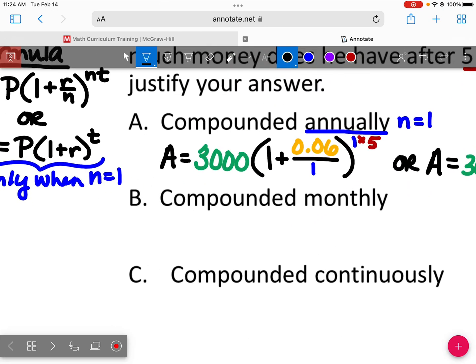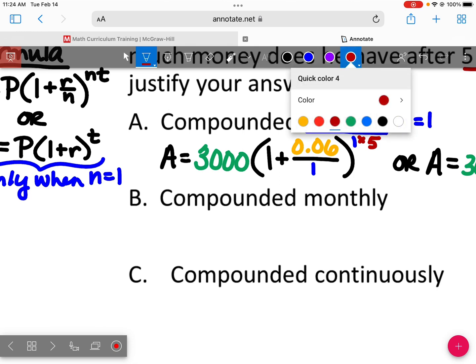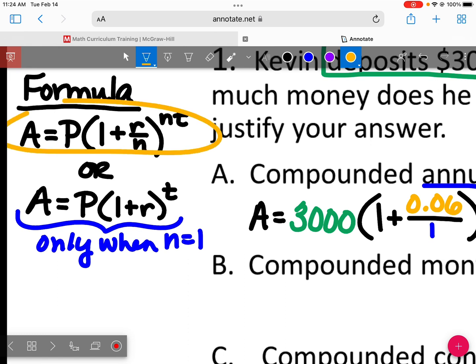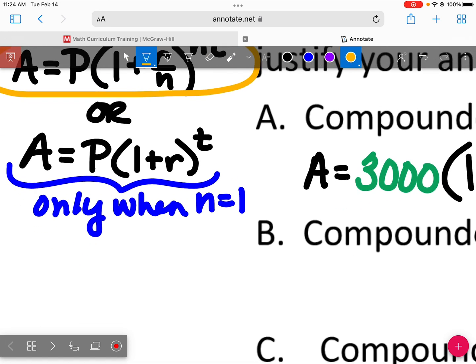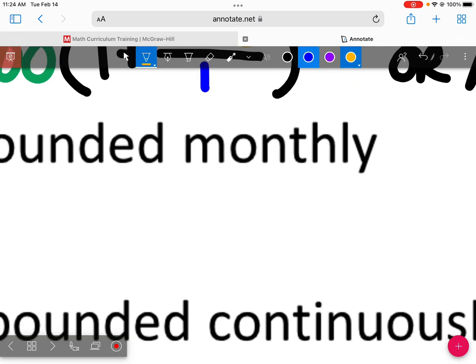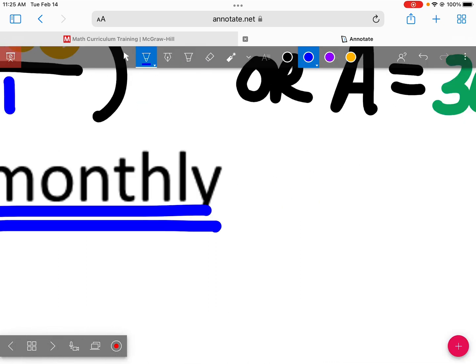For part B, can I use either one of those formulas, or do I have to pick only one of them? I can use the first one. I can use the top one. Can I use this one? No, why not? When n is 1, I can use this one. Is our n value 1 on part B? What is our n value for monthly? 12.